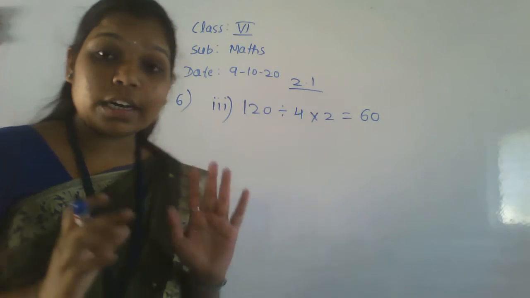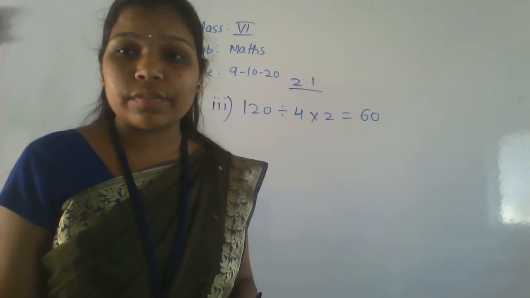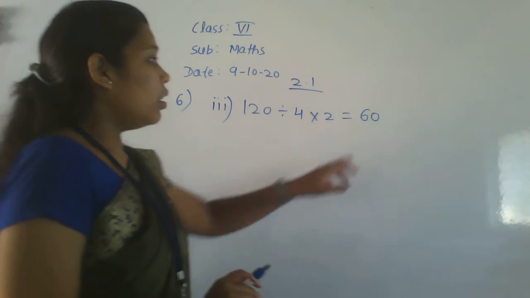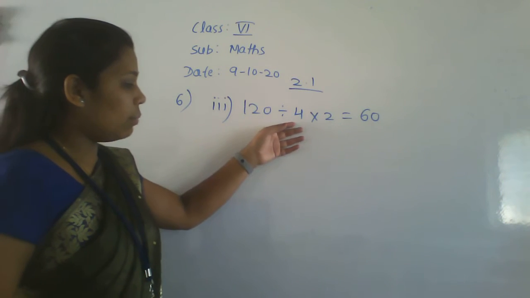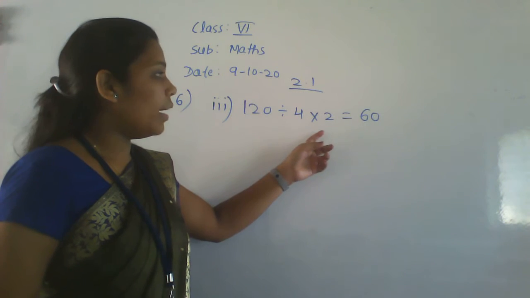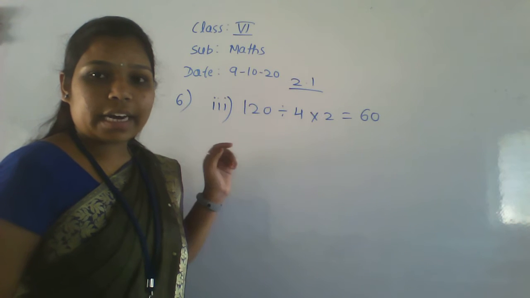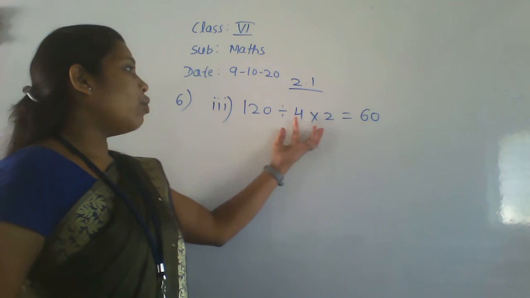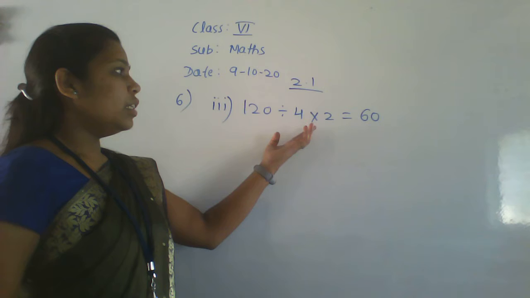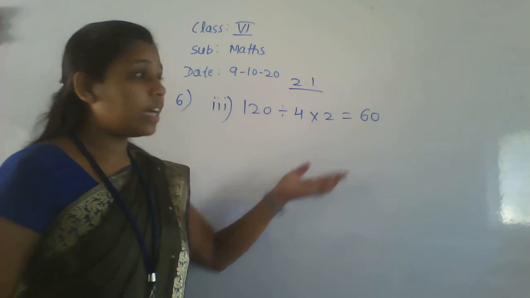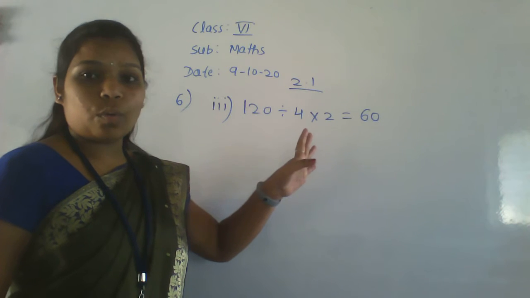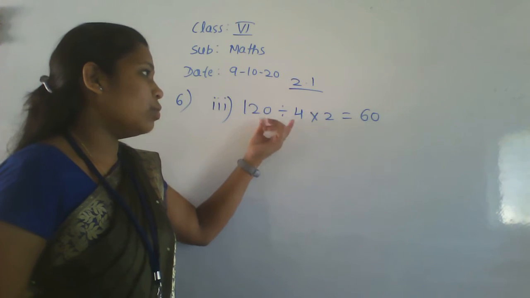So we have to put a bracket here. How to put the brackets? We want the answer as 60 here, and here we are given 120 divided by 4 into 2. Where do I have to put a bracket? See, 4 into 2 is 8. If we divide 120 by 8, will we get 60 as the quotient? No.